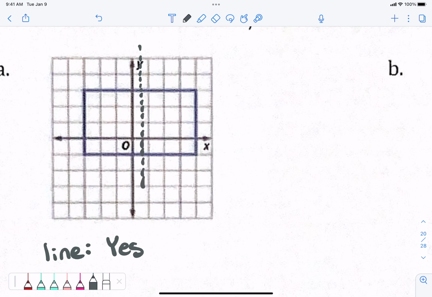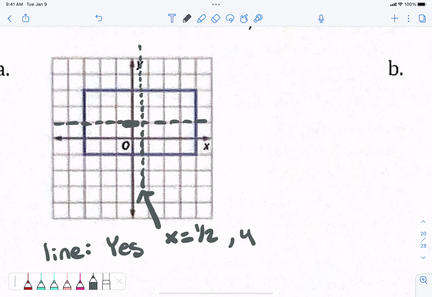Now hold on a second. That's not at 1. Just wait. This equation is x equals 1/2. It's going through the x-axis at 1/2. The other one is in this direction, y equals 1. That is going through the y-axis at 1. So I have y equals 1 as one of my lines, and x equals 1/2 is the other one. Did you get that?